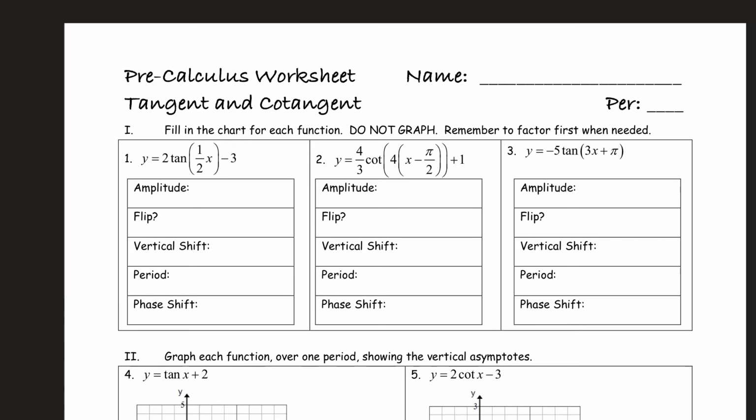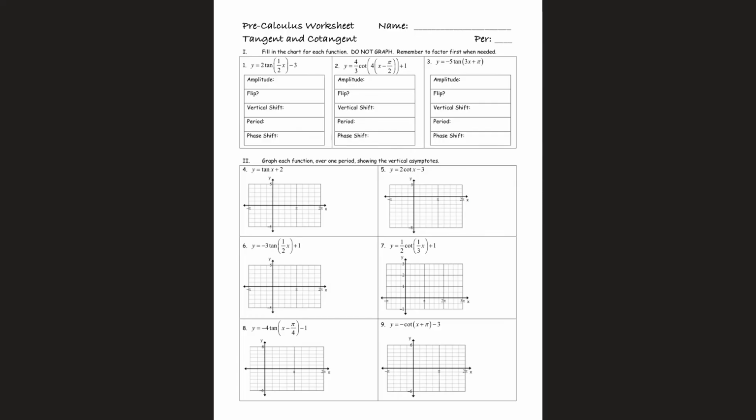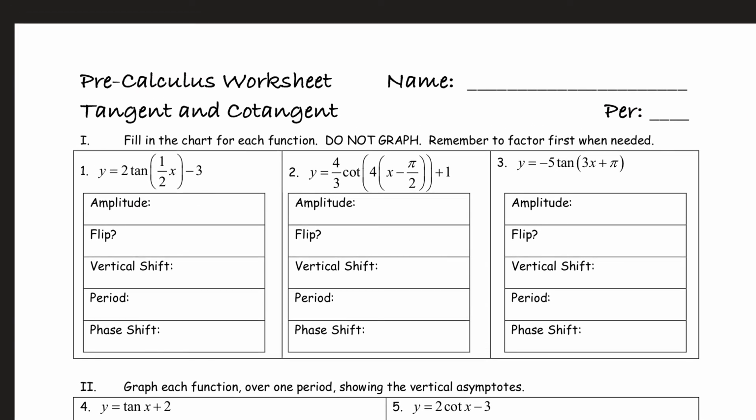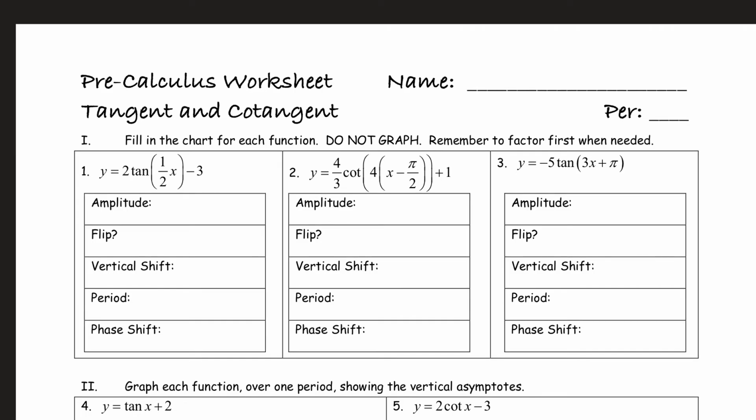We're going to go ahead and do this assignment, the tangent and cotangent assignment here. I'm going to go ahead and list the amplitude in this case. The amplitude is the absolute value of 2, which is equal to 2. This is no reflection.